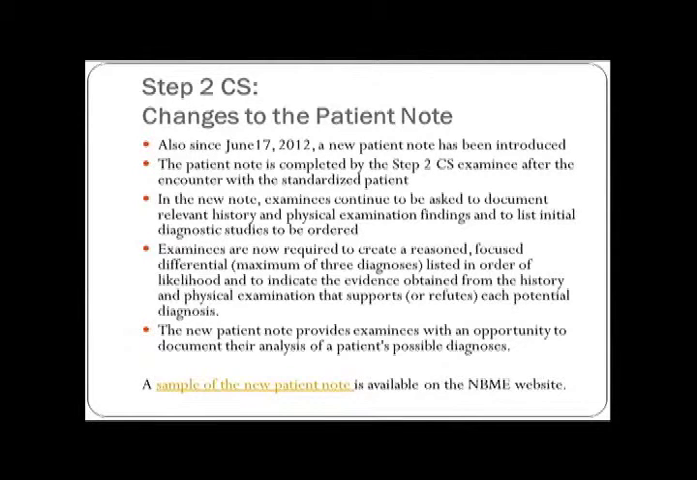And then the examinee has to write down a maximum of 3 differential diagnoses, and they do have to write down 3 and list them in order of likelihood, and then they have to support that or refute that with any history or physical exam findings that they had.